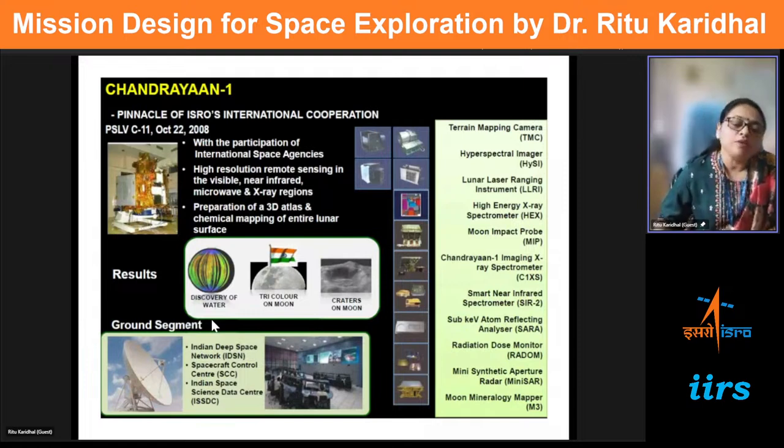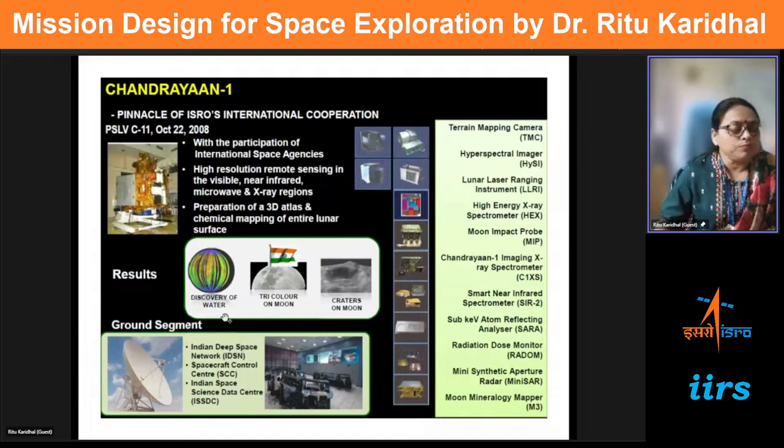And in this figure, if you can see down, there's a big antenna. For the first time we have established the Indian Deep Space Network, which is called IDSN. It has a 32-meter antenna and an 18-meter antenna, huge antennas, which are very much required to communicate when the satellite moves into deep space. So these were the main achievements of this Chandrayaan 1 mission.